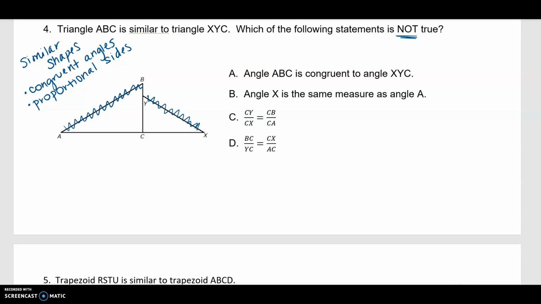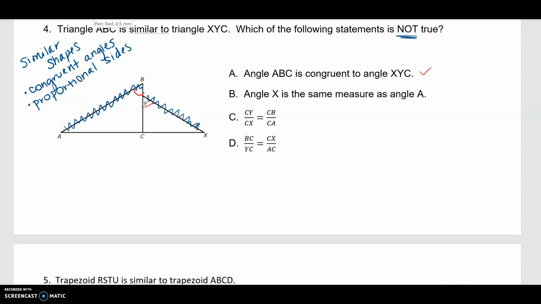This is saying angle ABC, so this angle right here, is congruent to XYC. Those are in the same location. So I would say yes, that's true.